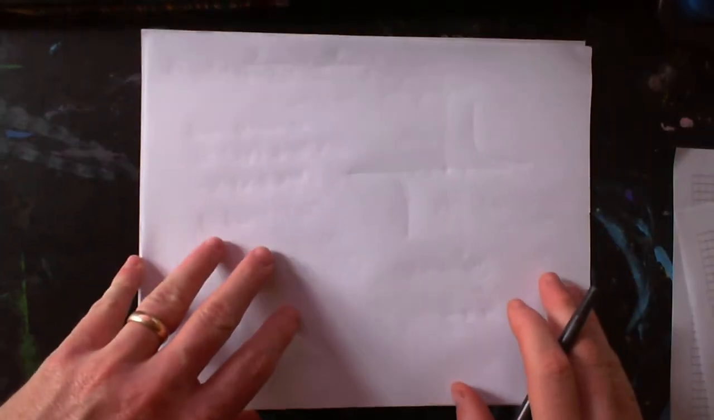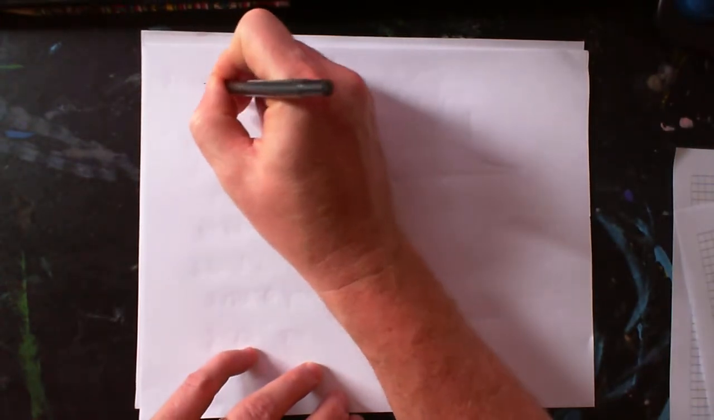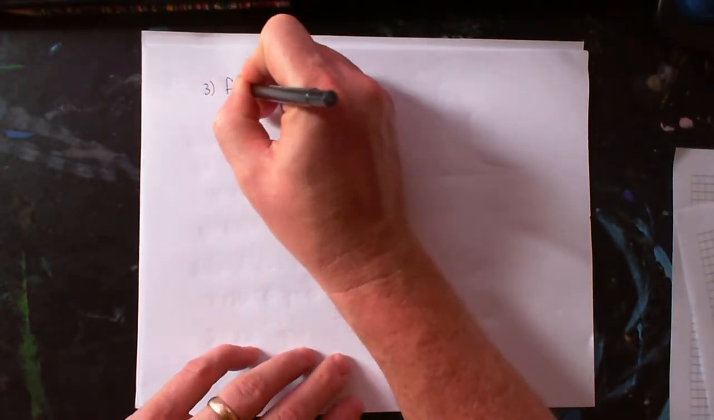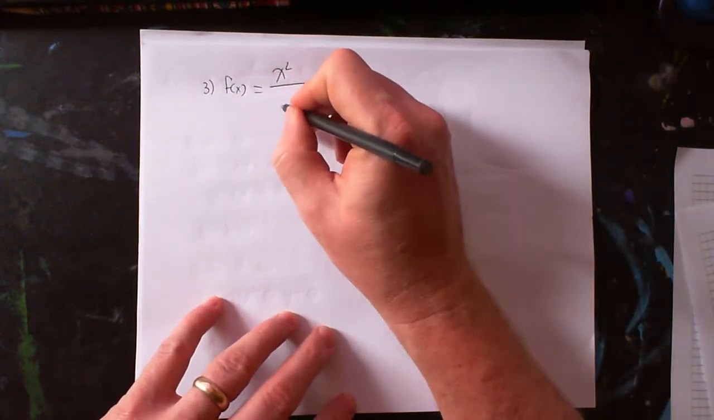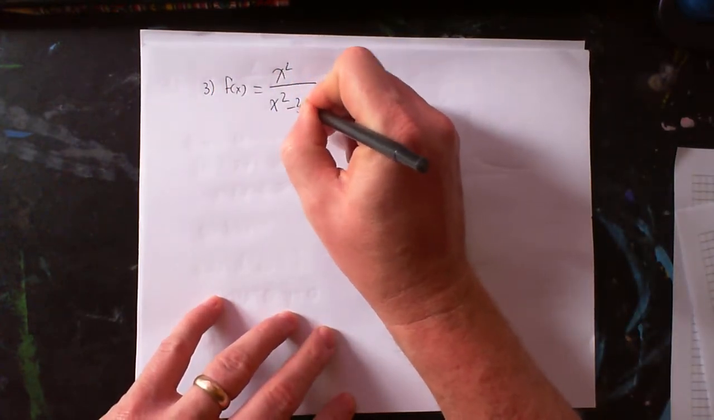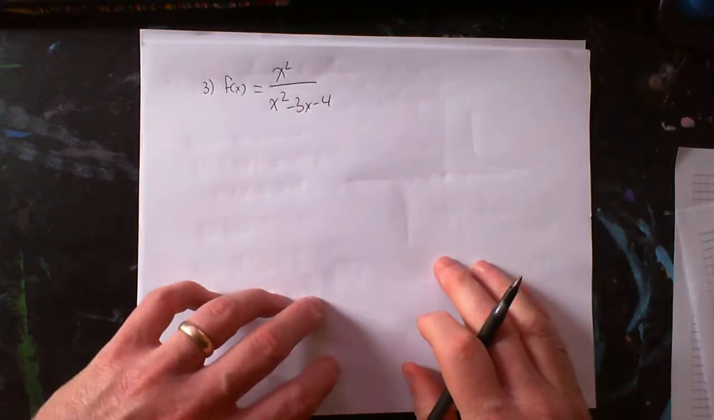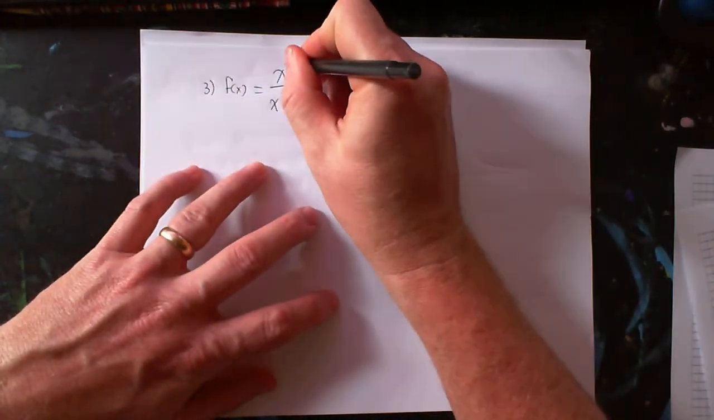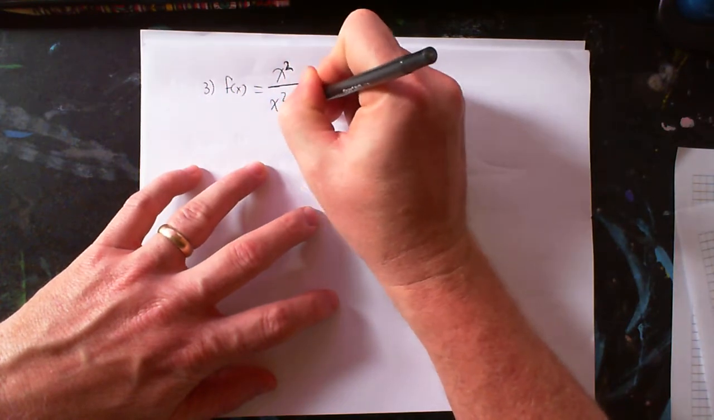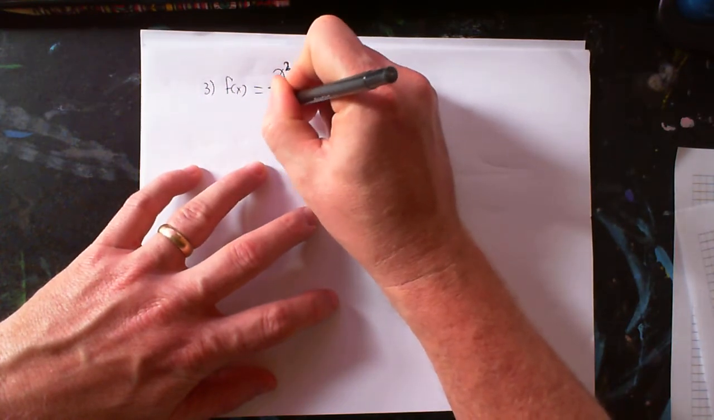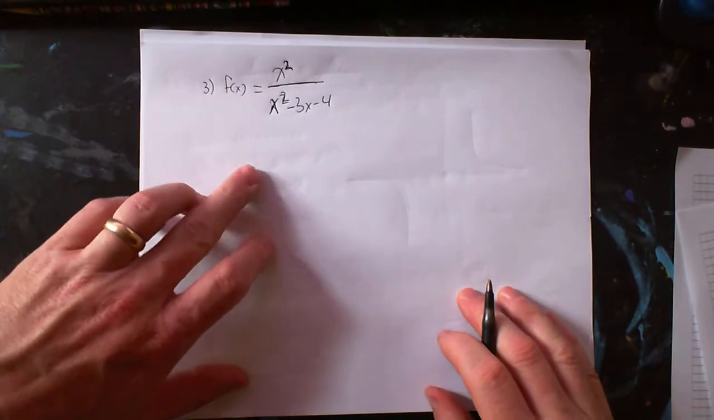Now number 3. On number 3, we have f of x equals x squared over x squared minus 3x minus 4. That was a little bit sloppy, but we'll fix that. Doesn't really matter. Alright, so domain comes first.